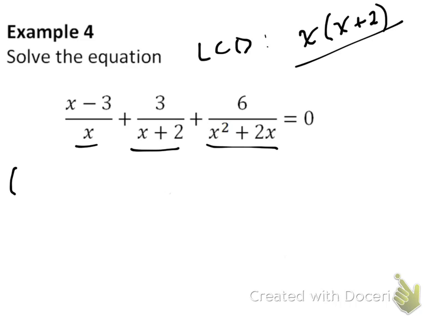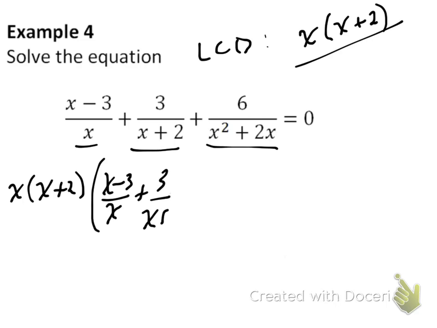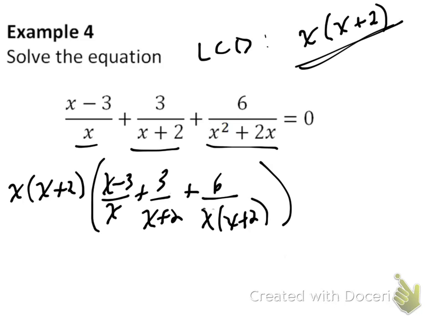So I'm going to multiply both sides of the equation by this. So x times x plus 2 times x minus 3 over x plus 3 over x plus 2 plus 6 over, and I'm just going to rewrite this as how I factored it here. So x times x plus 2. And that equals 0 times x plus 2, so 0.